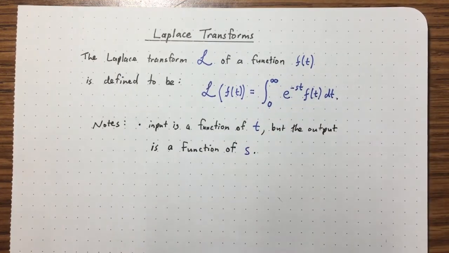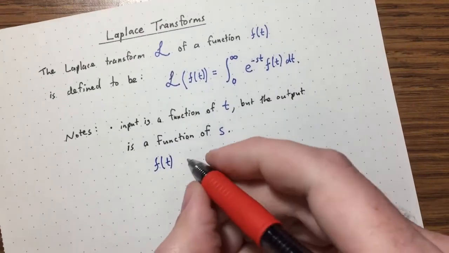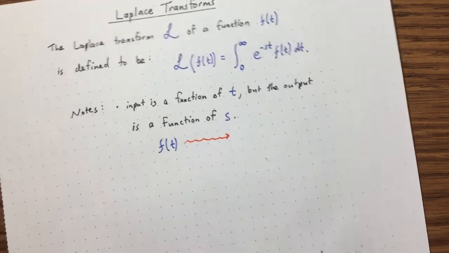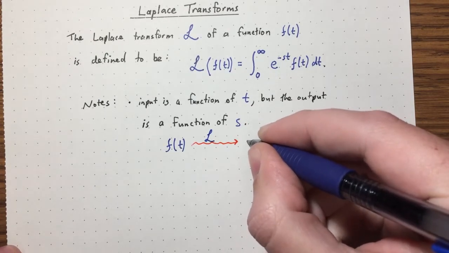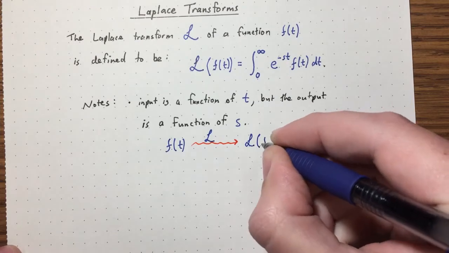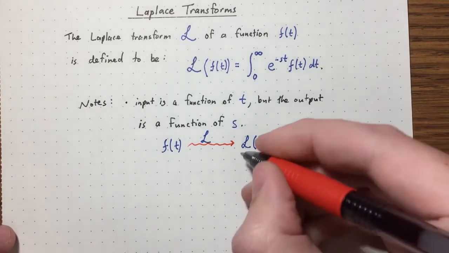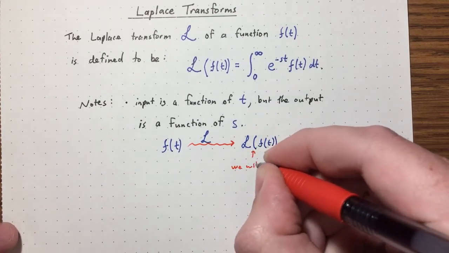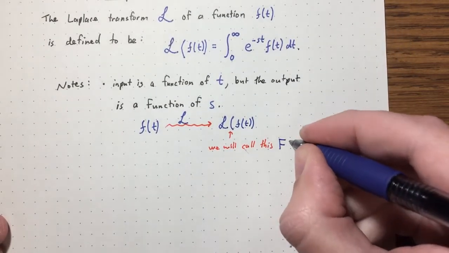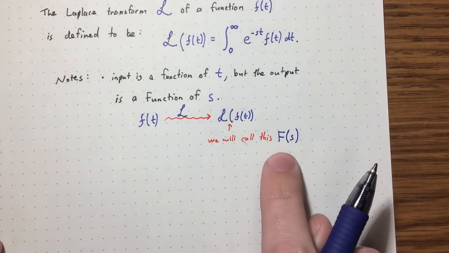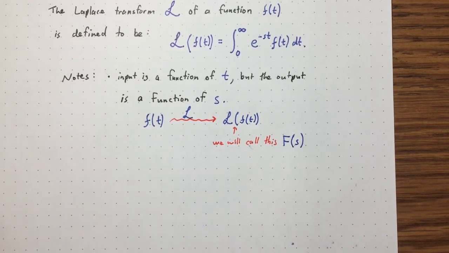Here's the picture to have in mind. We start with the function f of t, and then we do something to it. That's what we call L. And we get a function of s. So I'll write L of f of t, but you can see this notation is getting a little bit unwieldy. So we will call this simply capital F of s. When we use capital F of s, that's the Laplace transform of f of t, little f of t.